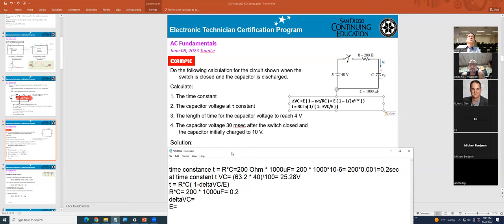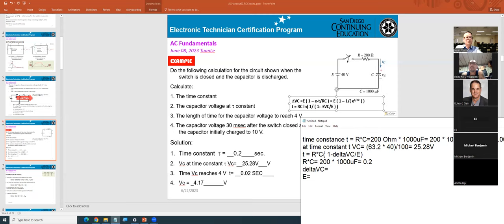4 volts, right? 4 volts. What does E equal? Volts. Well, fine. Okay. Then after that, you substitute into that equation. As a log, 1 divided by 1 minus delta Vc over E, you will get the time. Number 3, the answer will be 0.002 seconds.